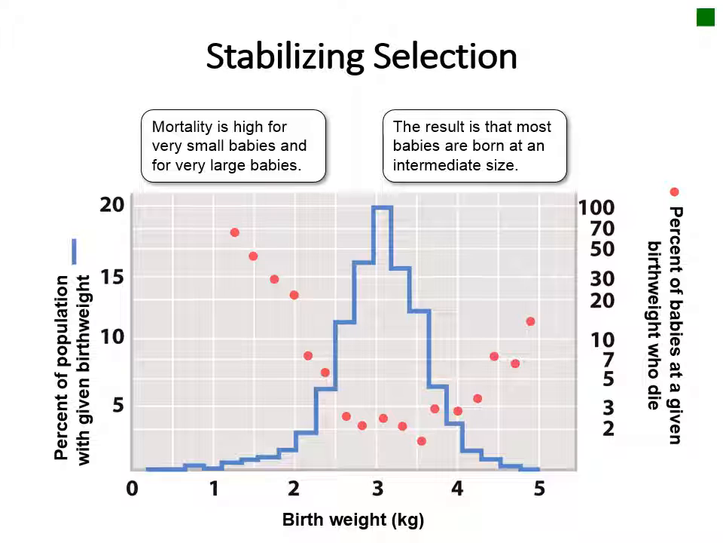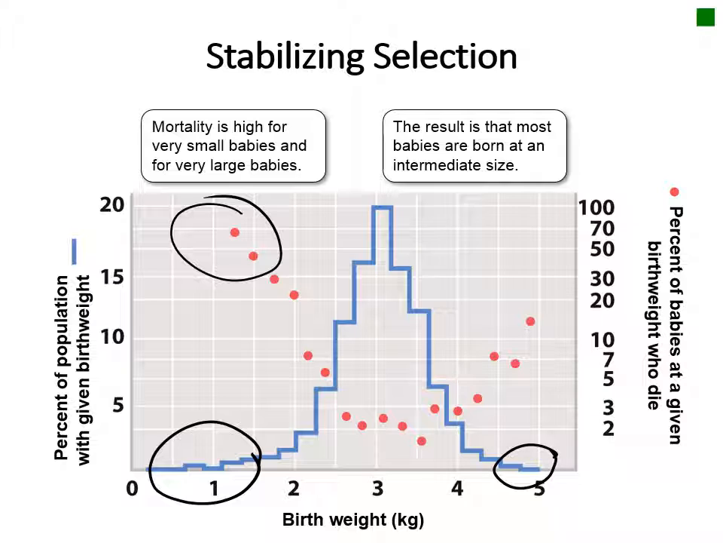Those babies with low birth weight have a low chance of survival, while those who are too large can cause complications during delivery, resulting in the death of both the mother and the infant. So the optimal birth weight has been selected for between those two extremes.